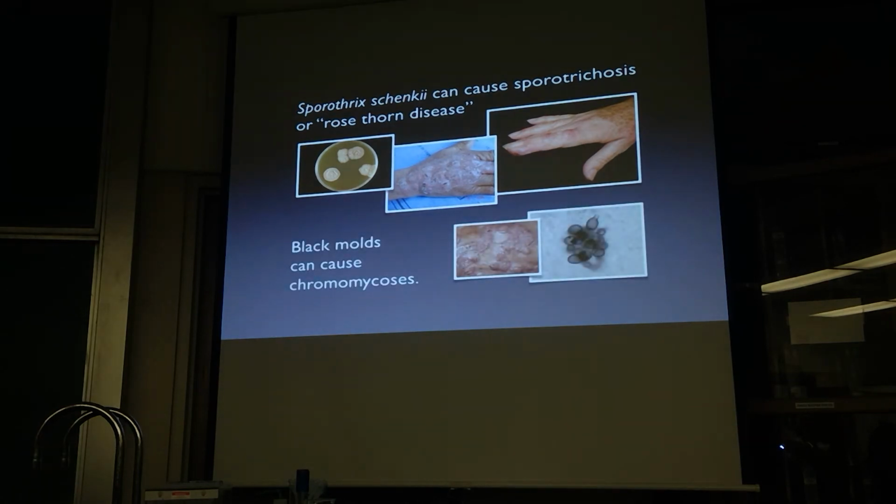Another one, there's chromomycosis. Chromomycosis refers to infection where the fungus involved is dark colored. There are quite a number of them that have dark pigments in their hyphae, and then oftentimes you'll see these raised areas that are dark. Those are just called black molds.